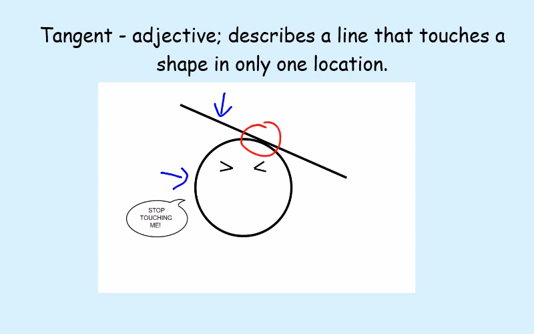Notice the line does not go through the circle. It only touches the circle on an edge and then keeps going. And it is only allowed to touch in one spot. That's it. If it touches more than once, it's called a secant.